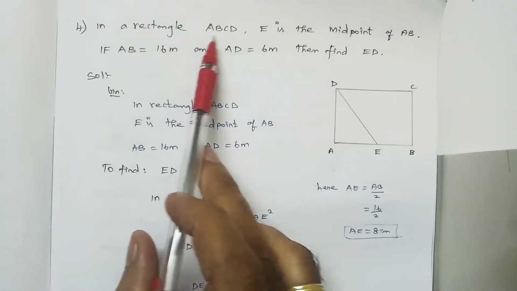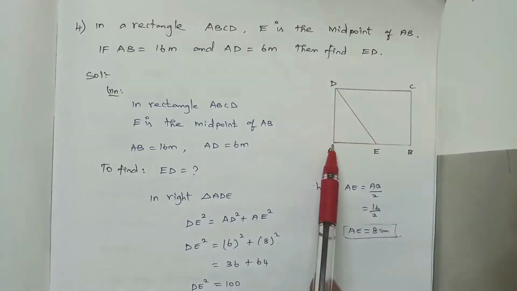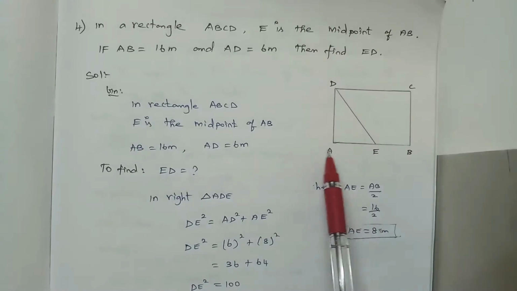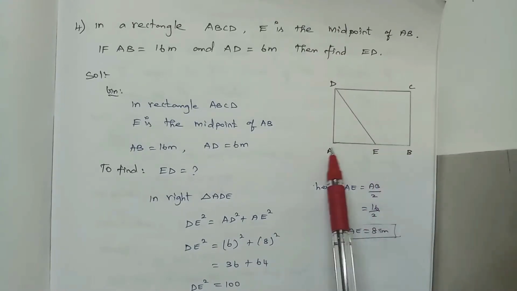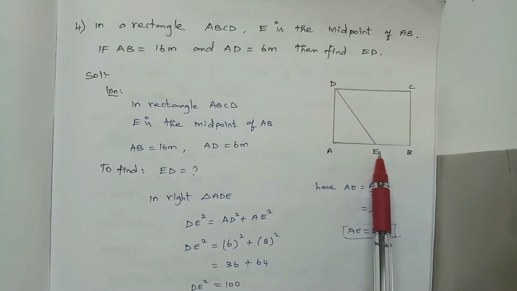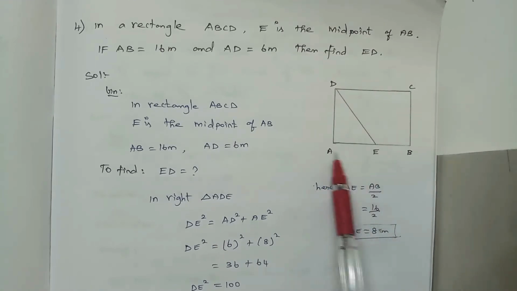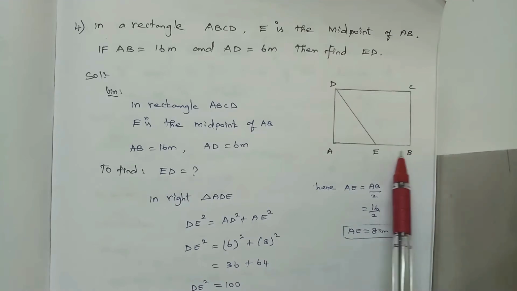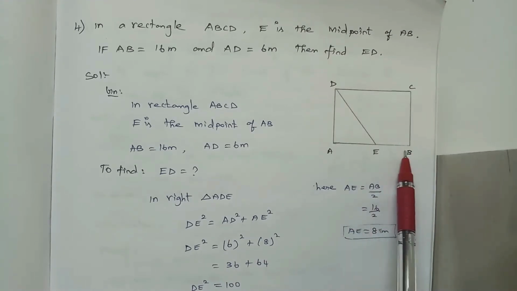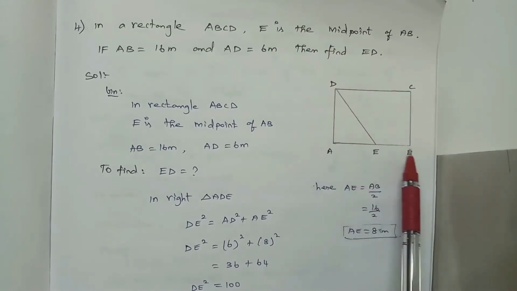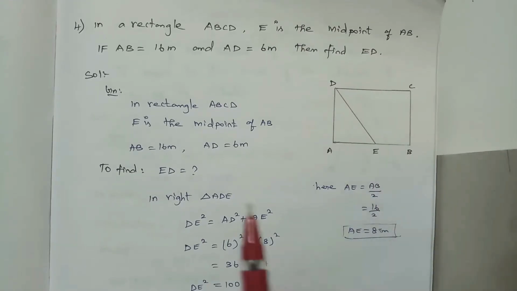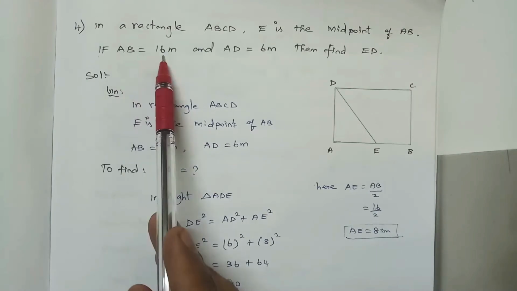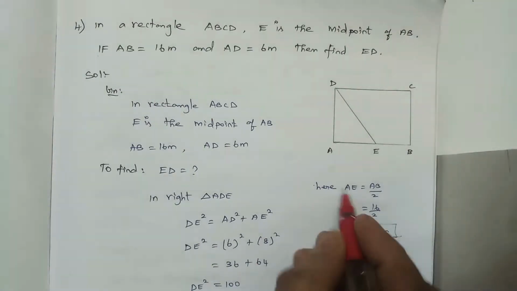Next, sum number 4. In a rectangle ABCD, E is the midpoint of AB. That means AE is equal to EB. Both are equal, and AE by EB is equal to 1. AB is equal to 2 times AE, or AB is equal to 2 times EB. However, we can write whatever we need. If AB is equal to 16 meters, AB is equal to 16 meters.